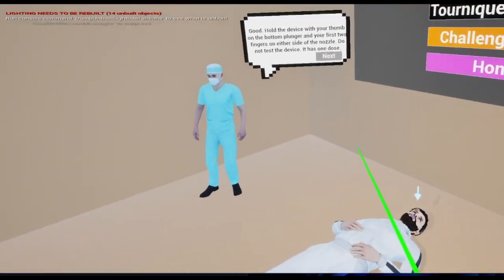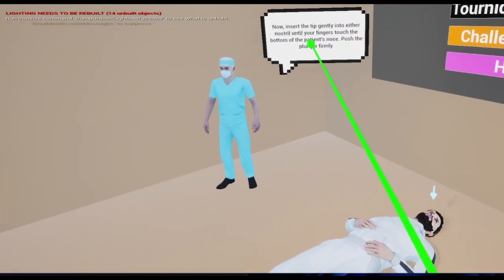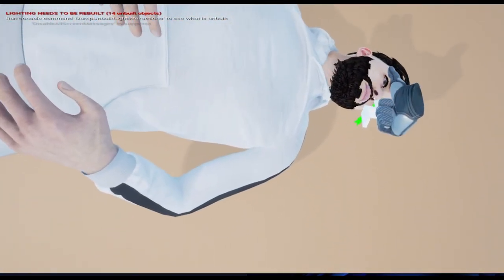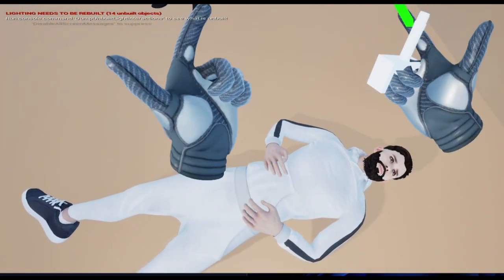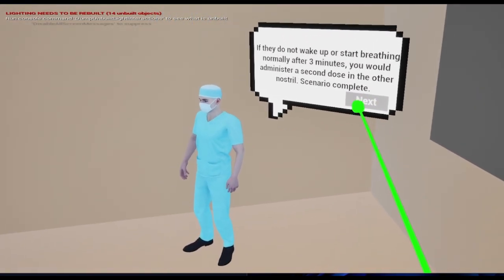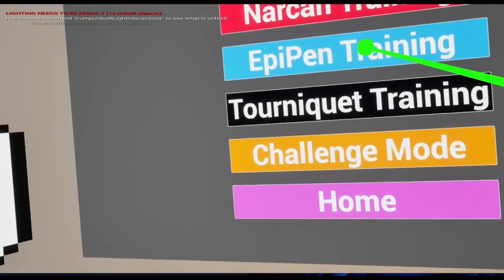Good. Hold the device with your thumb on the bottom plunger and now insert the tip gently into either nostril until your fingers touch the bottom of the patient's nose. Excellent work. You have administered the Narcan. Narcan can take 2 to 3 minutes to work. If they do not wake up or start breathing normally... Great work. You have completed the Narcan training.